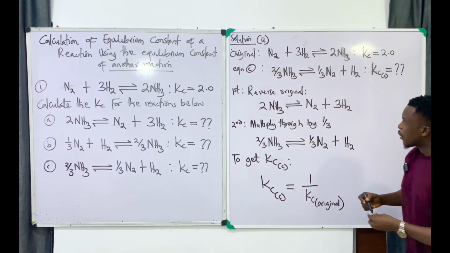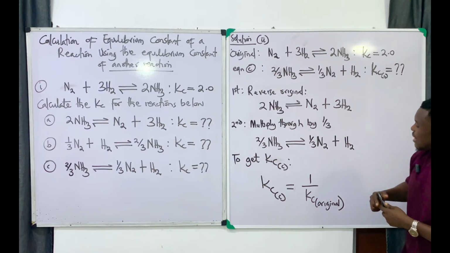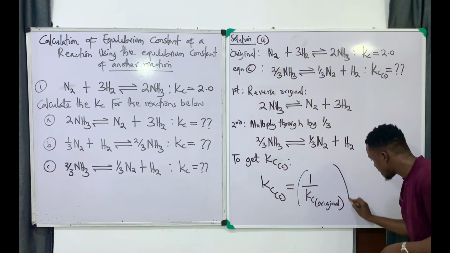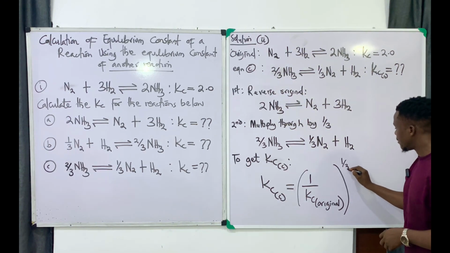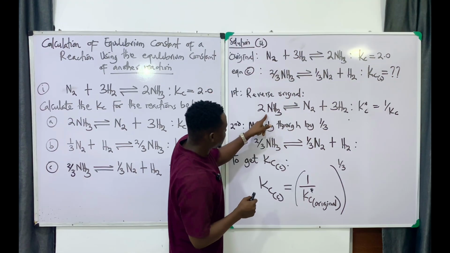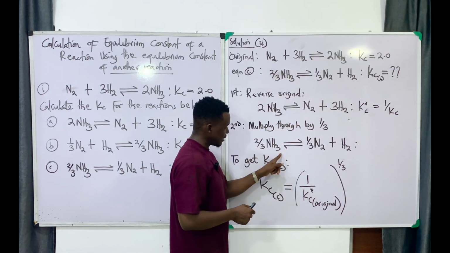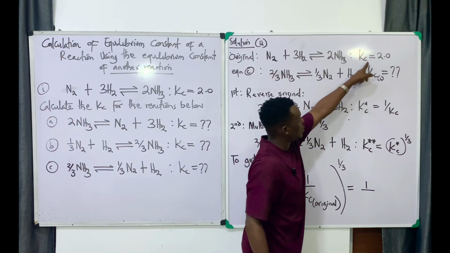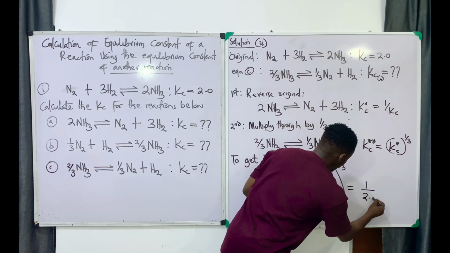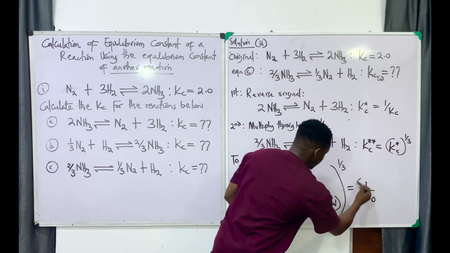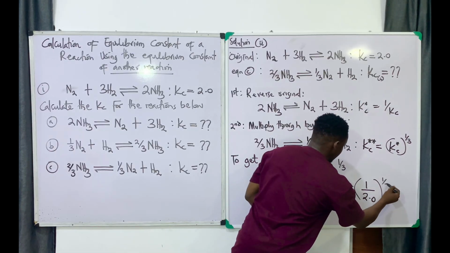Secondly, we are going to raise everything here to the power of 1 over 3. Why? Because we multiplied this same equation by 1 over 3 to get this. The Kc original that was given to us is 2.0. This is raised to the power of 1 over 3.